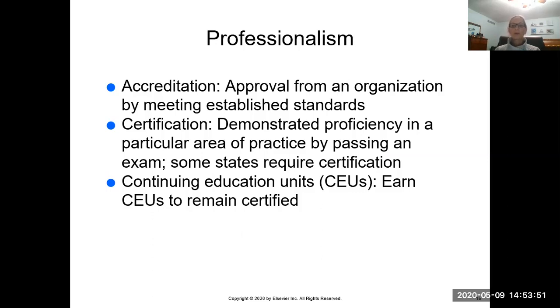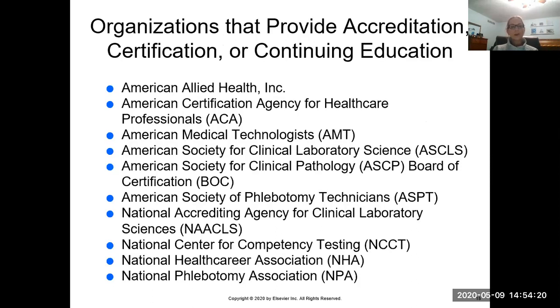Accreditation is approval from an organization by meeting established standards. Certification means demonstrated proficiency in a particular area of practice by passing an exam. Some states require certification, and that's what you guys are going for. And then continuing education is, like it says, you're going to earn CEUs by doing some online work, or you might go to a seminar, or it might actually be hands-on training. All right, organizations. These are just different organizations that offer continuing education, so you can take a look at that.